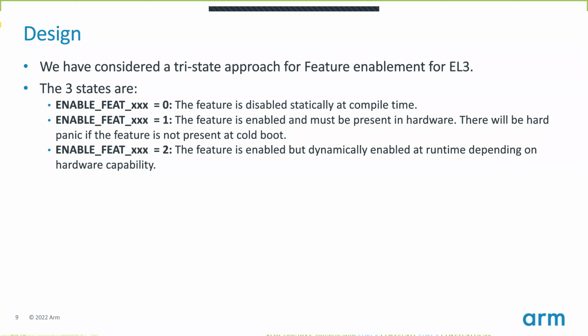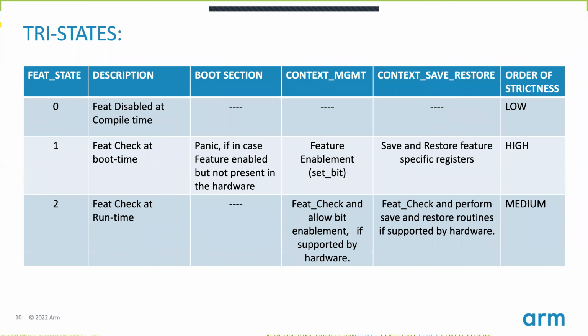How I will be explaining that. So this is how we have implemented this feature detection mechanism with 3 states for each and every build flag. This table will give you a better picture. So we have considered 3 states. Mostly we'll be using our build flags during context management sections. If the feature state is set to 0, let's say, for example, feature FGT, nothing changes in all these three sections.